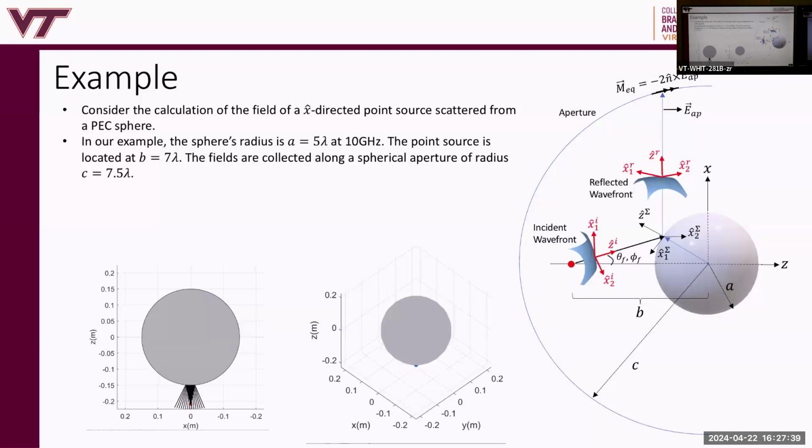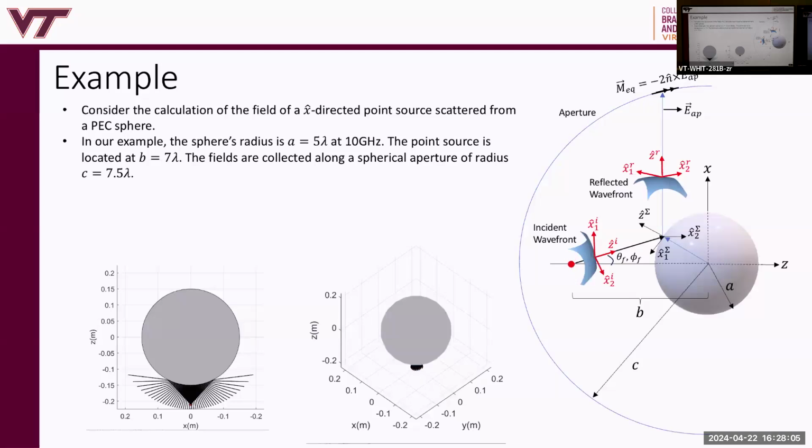So here's the geometry. Let's see. The geometry is like this, right? We have some sphere here. It's a PEC sphere. And that sphere is centered at the origin of this coordinate system, right? And the feed here, there's a point source here. But of course, the point source is not a solution to Maxwell's equations. So it has to be an x-hat polarized point source, right?